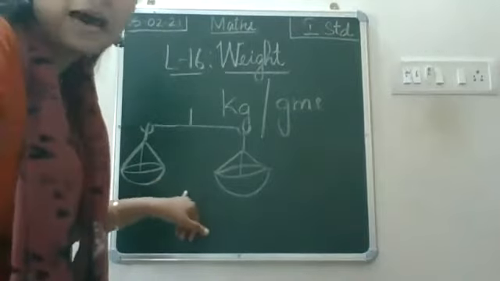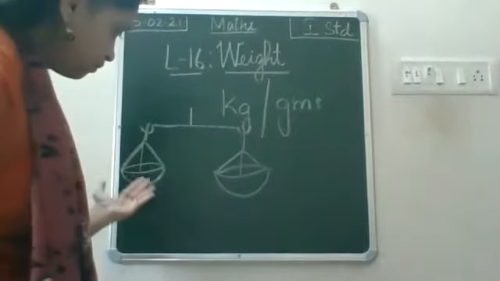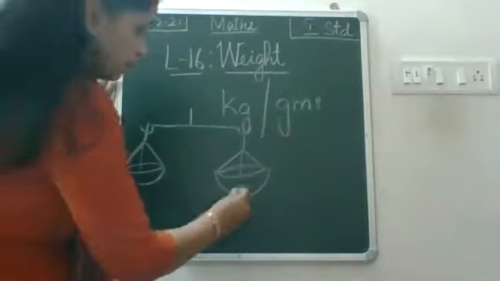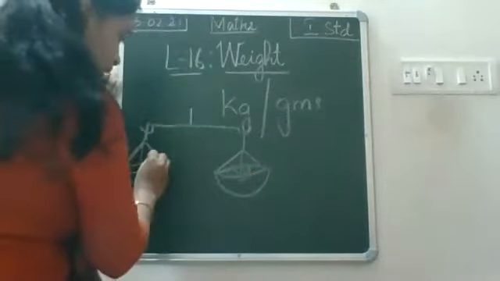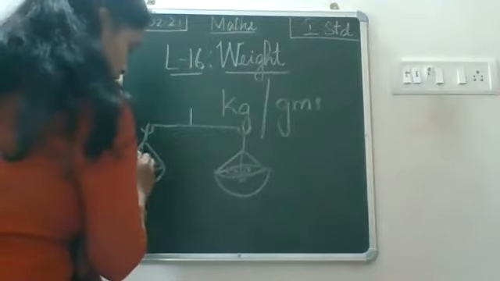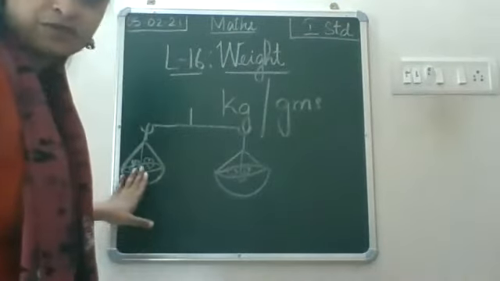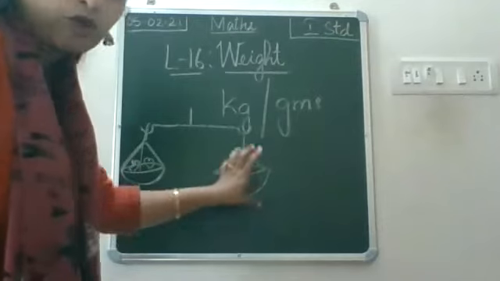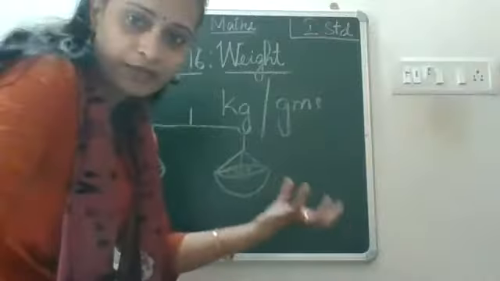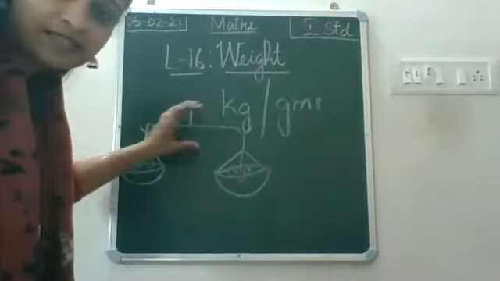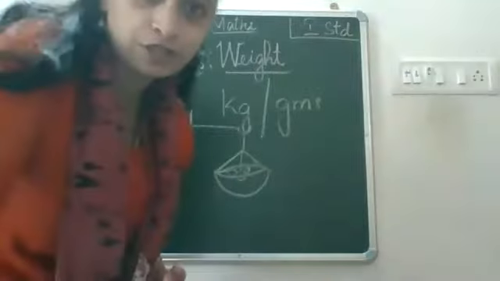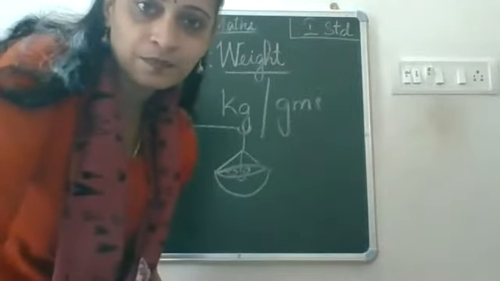This is called a balance, weighing balance. Remember, when you go to the shop, in one of the pans, they will keep the weights and in the other pan, they will keep the object that you want to buy, the fruit or vegetable. If you want to buy 1 kg of apple, they put the weight of 1 kg here, and apples will be kept here. Once they balance that, the apples are given to you. So what is this called, children?